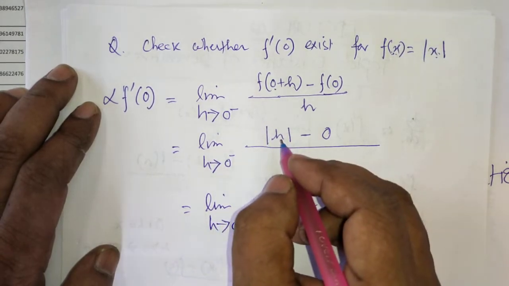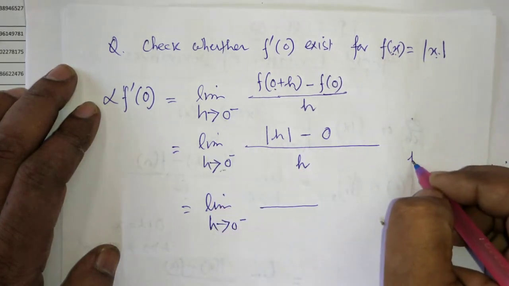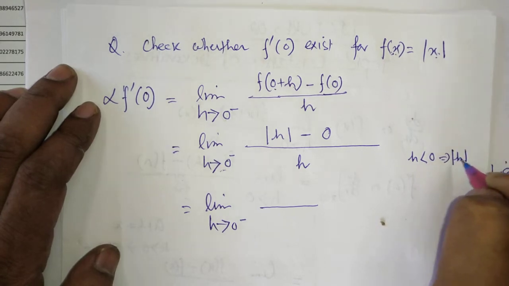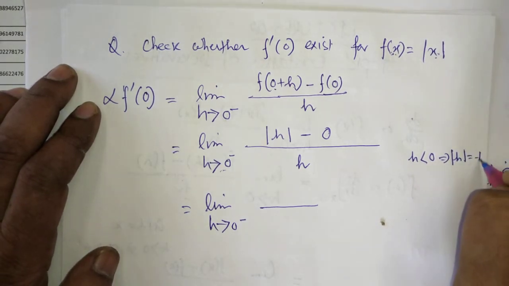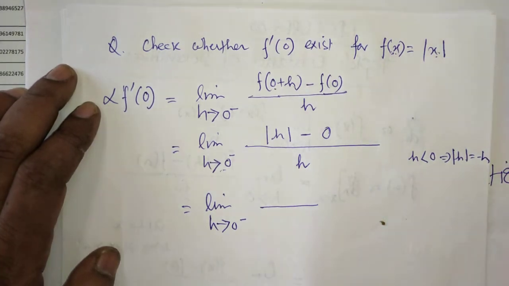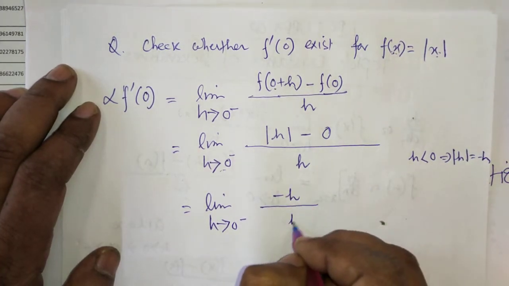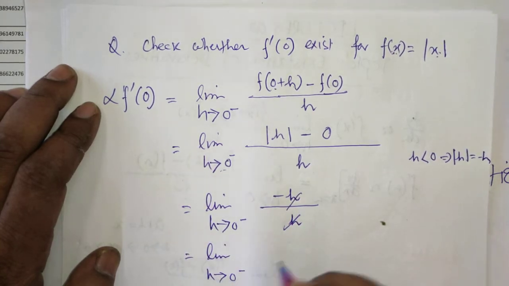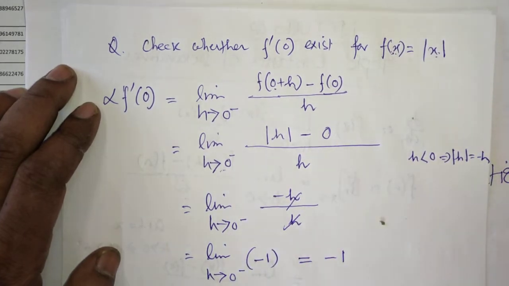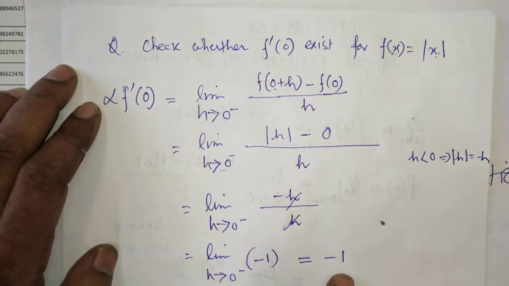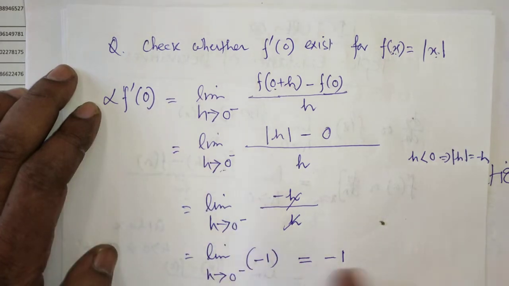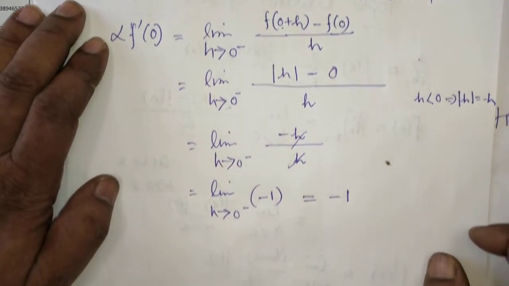Here what will be the value of modulus of h? This is very important. h tends to 0 minus means h is less than 0, which implies modulus of h equals minus h by our definition of the modulus function. So it equals limit h tends to 0 minus of minus h by h. After cancelling, what will be the result? Minus 1, and the limit of a constant is the constant. Now see, the left hand derivative is finite and fixed, and hence the left hand derivative exists.